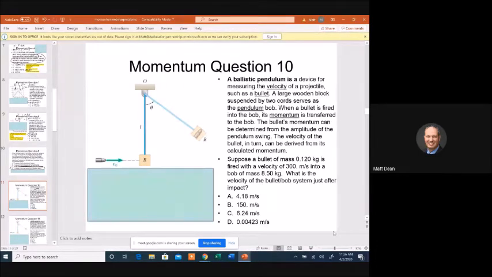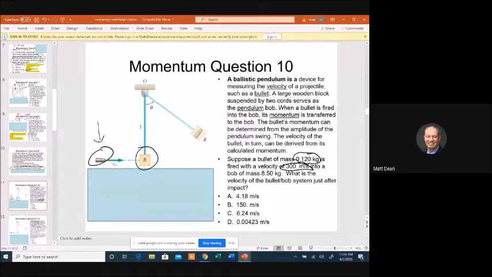All right, so here this ballistic pendulum, we're shooting a bullet into essentially a box, a bob. That bullet has a mass of 0.120 kilograms, and it's moving with a velocity of 300 meters per second. The bob isn't moving. So this bob has zero velocity, zero kinetic energy, zero momentum before the collision. All the momentum, all the velocity, all the kinetic energy initially is coming from the bullet. We want to know what is the velocity of the bullet bob system just after impact. We're assuming that the bullet gets embedded in the box as it goes here.